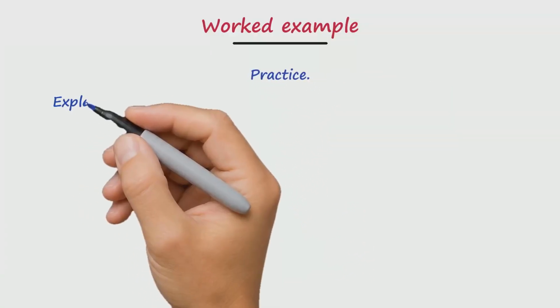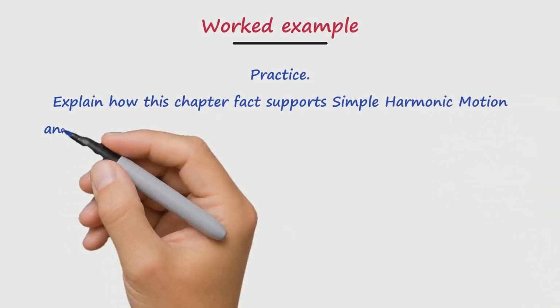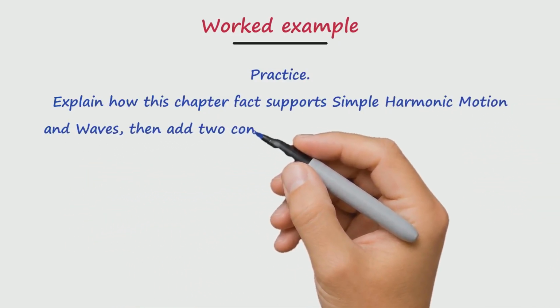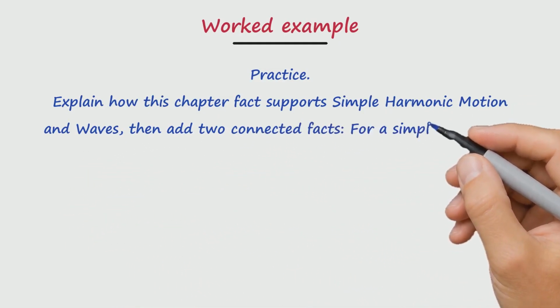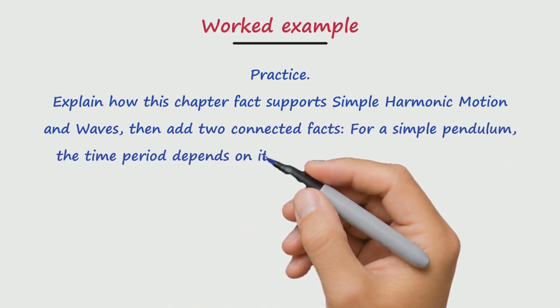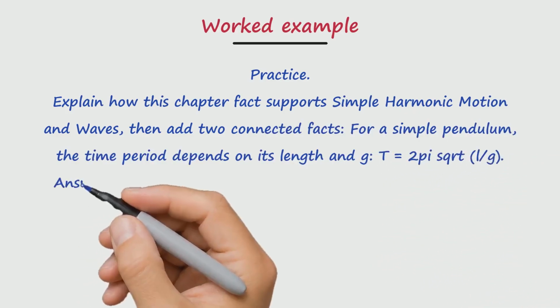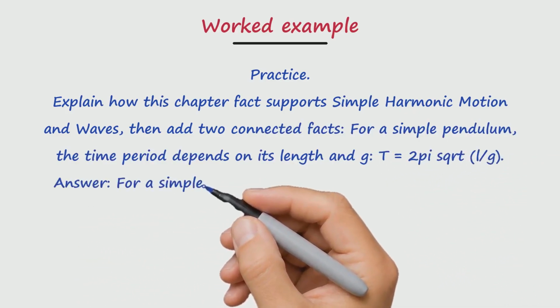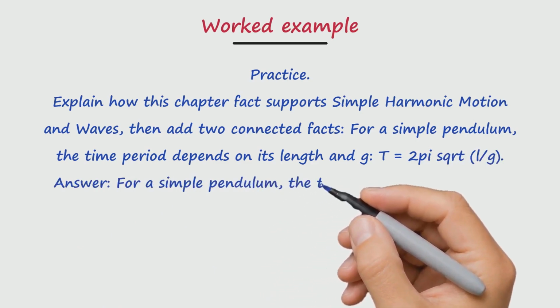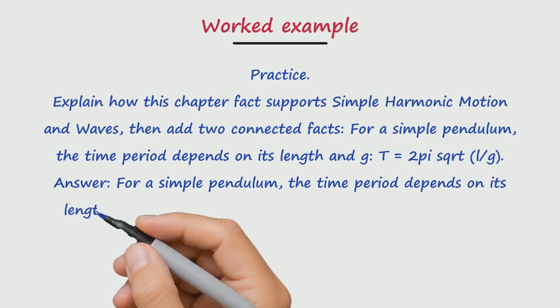Practice. Explain how this chapter fact supports simple harmonic motion and waves, then add two connected facts. For a simple pendulum, the time period depends on its length and g. T equals 2 pi square root of L over g. Answer. For a simple pendulum, the time period depends on its length and g. T equals 2 pi square root of L over g.